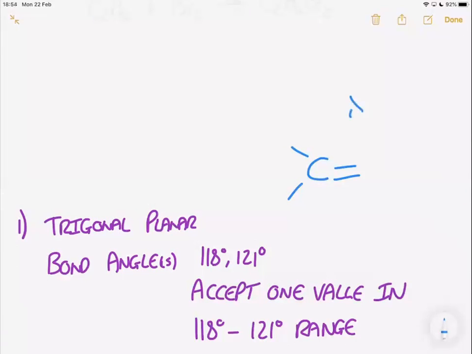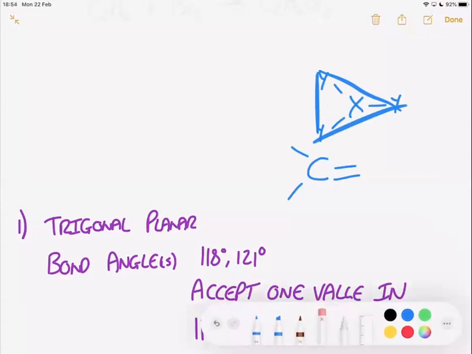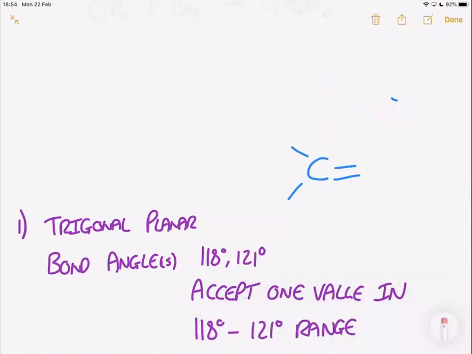So you act as if it's got this basic XYYY shape, which forms the interior shape of a triangle and is flat. So we call it trigonal planar. For the bond angle, the actual values don't matter. If you gave 120, that's a perfectly reasonable answer. So then the moles question.